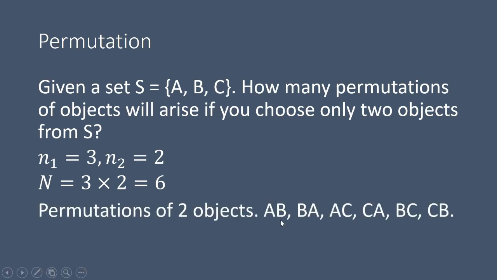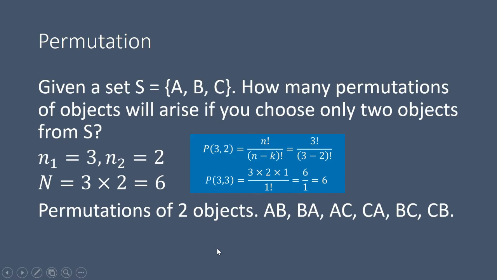So these are the permutations: AB, BA, AC, CA, BC, and CB. 1, 2, 3, 4, 5, and 6. We shall obtain the same answer using the permutation formula. 3 permutation 2 is n factorial divided by n minus k factorial. I'm sorry, k should be 2. And so it's going to be 3 factorial divided by 3 minus 2 factorial, which is 1 factorial. And so again, it's 6 divided by 1, which is equal to 6.